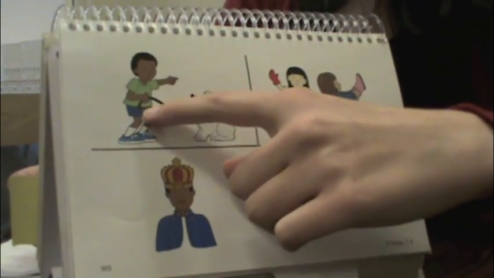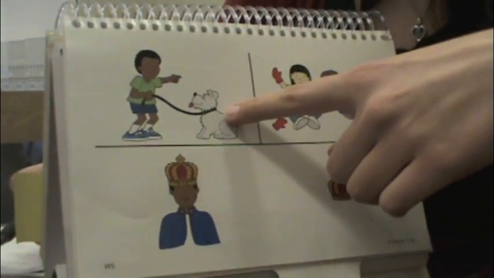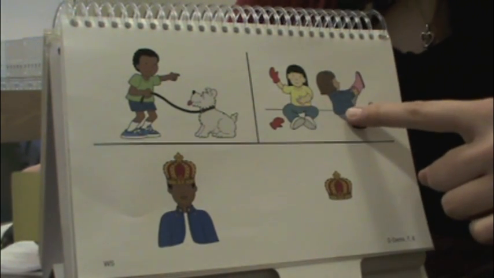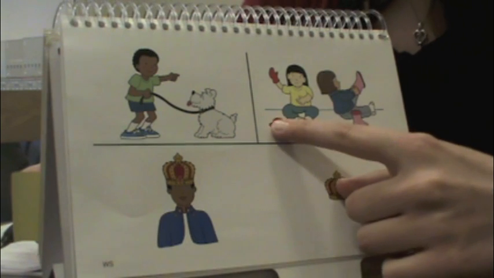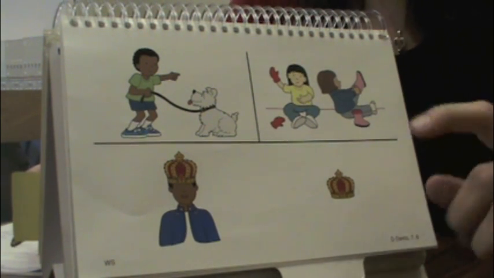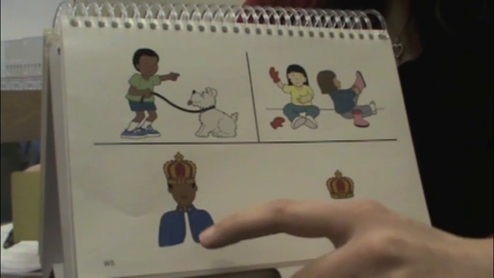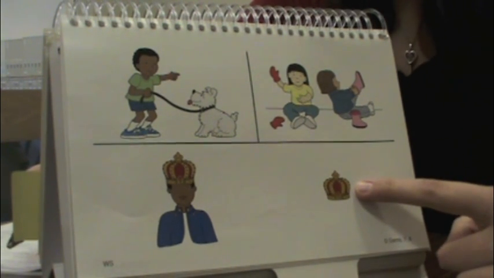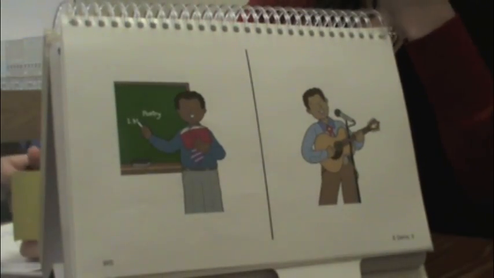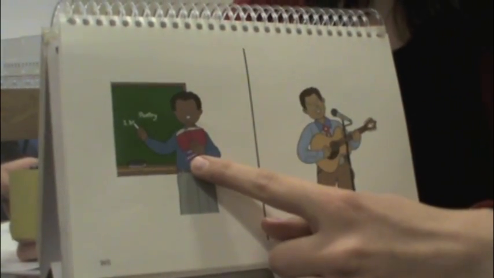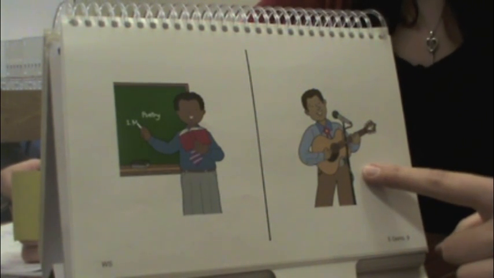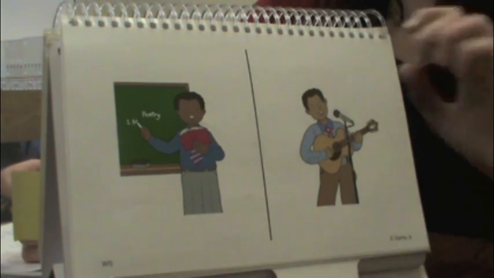This is Jack. Whose dog is this? It's Jack's dog. This is Kim, and this is Paula. This is Kim's mitten, and this is Paula's boot. This is a king. Whose crown is this? It is the king's. This man teaches. He is called a teacher. This man sings. He is called a singer.